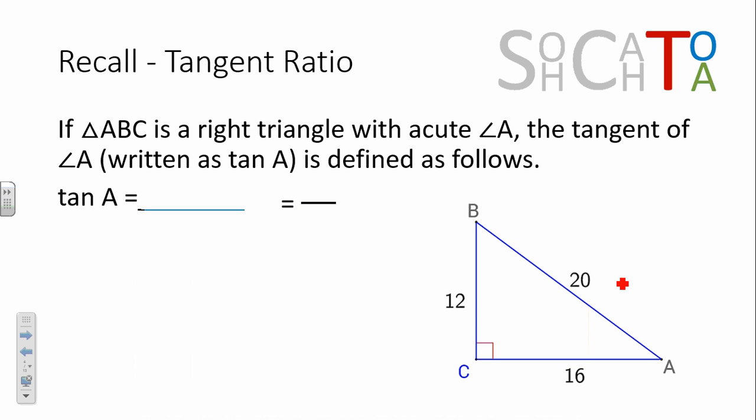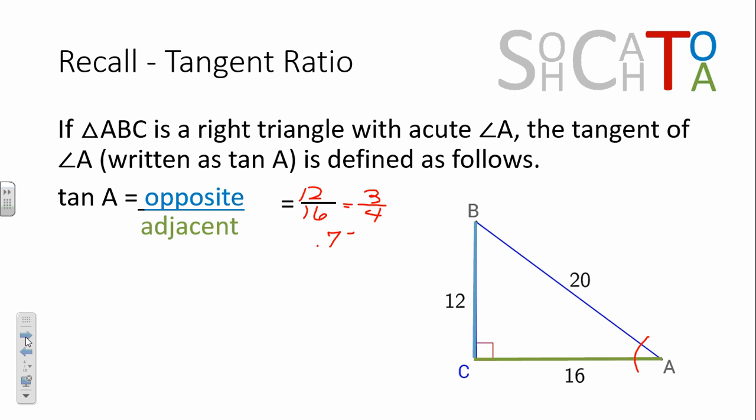So yesterday we talked about the tangent ratio, the TOA part of SOHCAHTOA. And the tangent was equal to what over what? Opposite over adjacent. The O stands for opposite, the A stands for adjacent. And which side, which leg is opposite angle A? And which one's adjacent? So 12 over 16 reduces to 3/4, 0.75. We did this yesterday. Okay?